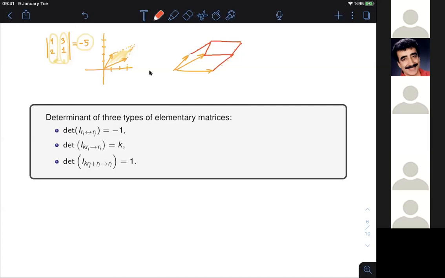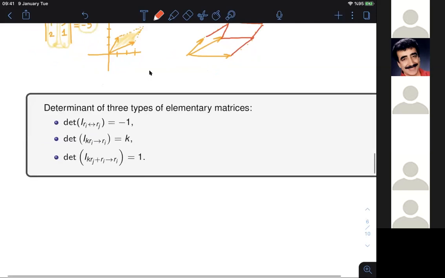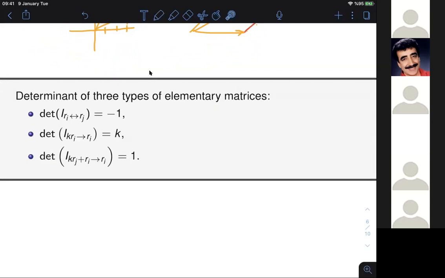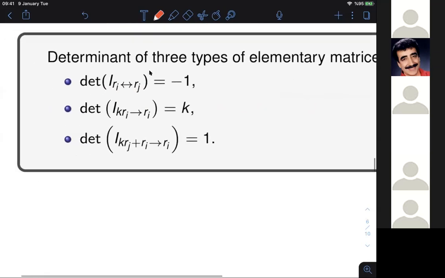Okay, let's continue. Let's recall the elementary matrices. So we have seen this in the last lectures, elementary matrix. So if I do elementary row operations on the identity matrix, then the resulting matrix is called an elementary matrix. Okay, since we have three types of elementary row operations, that gives me three types of elementary matrices. So let's recall those elementary matrices.